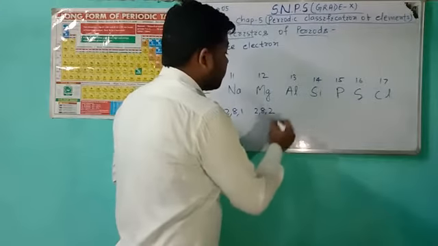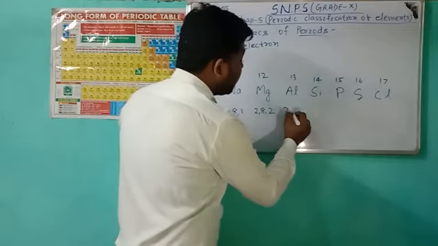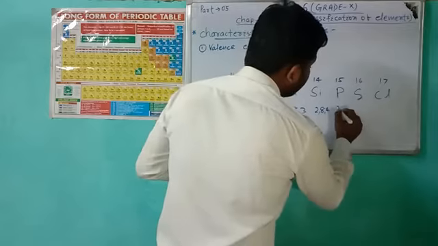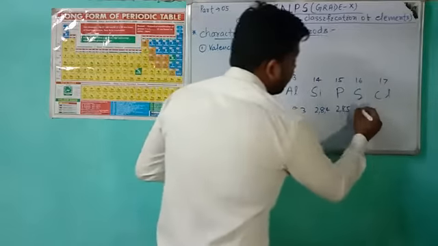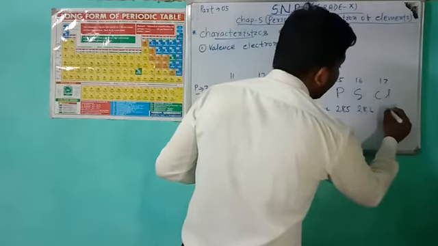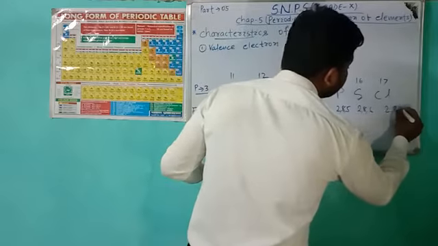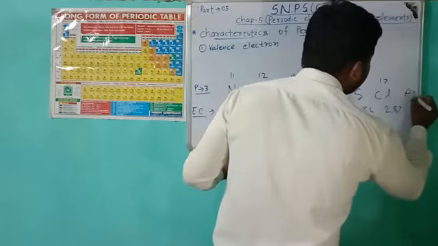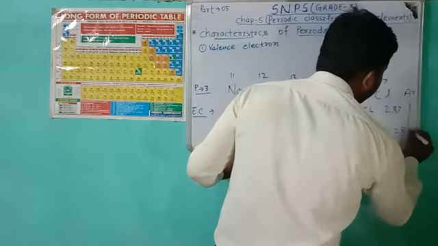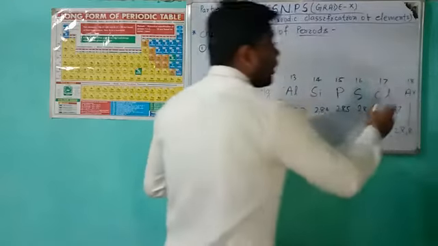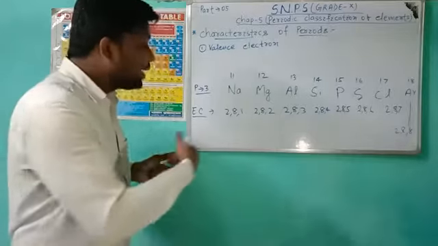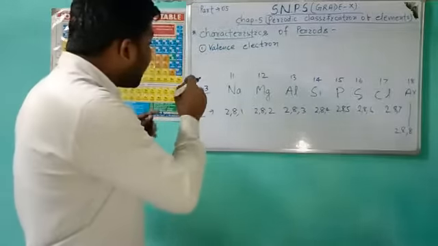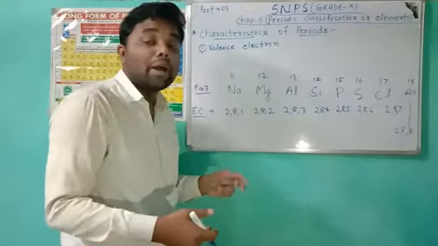And the electronic configuration of aluminium is 2, 8, 3. So on. Here silicon is 2, 8, 4. Here phosphorus has 2, 8, 5. And sulfur has 2, 8, 6. And chlorine has 2, 8, 7. After that, argon has the electronic configuration 2, 8, 8, and the atomic number of argon is 18. So here we can clearly see that the electronic configuration and the atomic number regularly increase by 1.